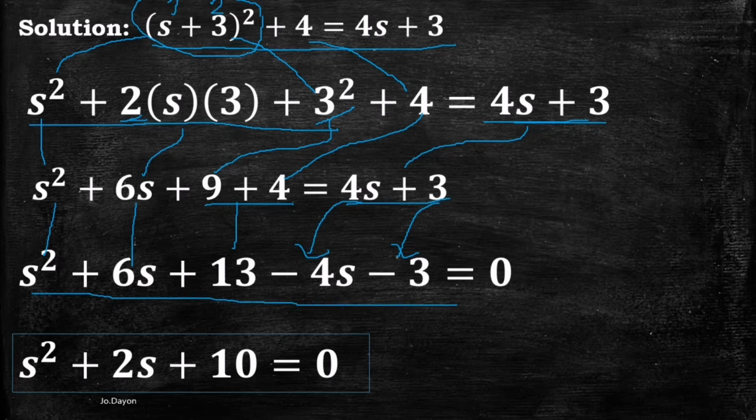So s squared, there is no other s squared, so we copy s squared. 6s, we also have here negative 4s, so we can combine 6s and negative 4s, and the answer for that is 2s. Then lastly, we have 13 and negative 3. So 13 and negative 3, the answer is positive 10. So we now have a standard equation, s squared plus 2s plus 10 equals 0.